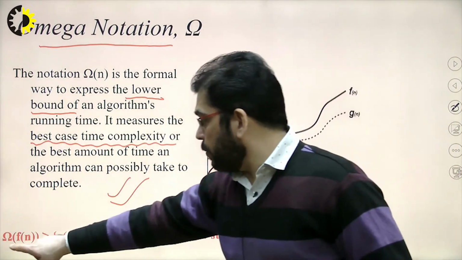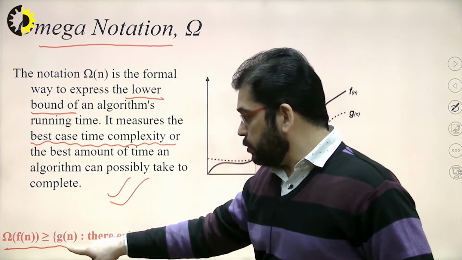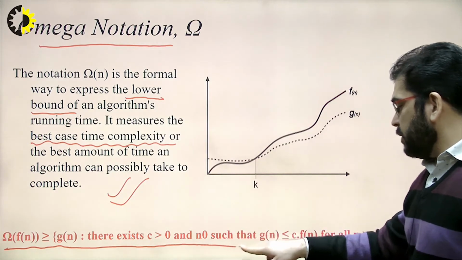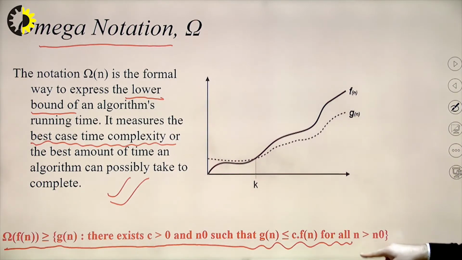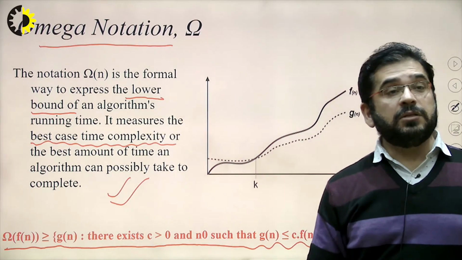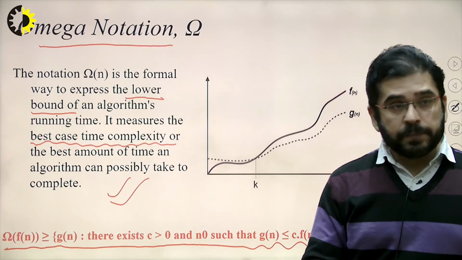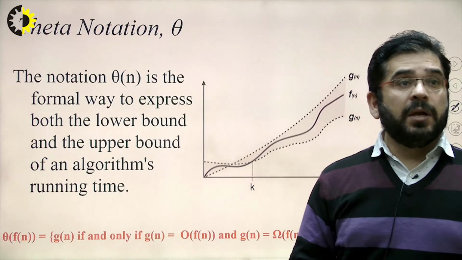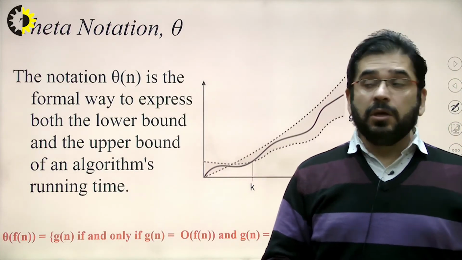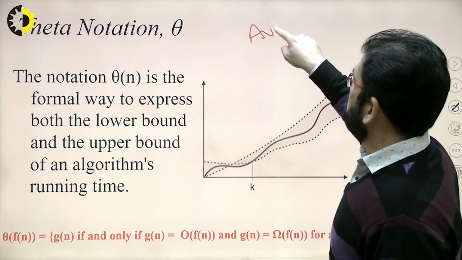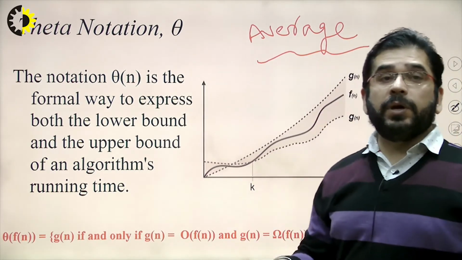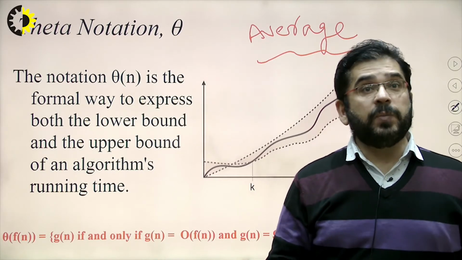So the equation for omega notation is f(n) is greater than or equal to g(n) if there exists a constant c greater than 0 and n0 such that g(n) is less than or equal to c times f(n), where the value of n is greater than n0. Here n0 is from the set of natural numbers. So I hope you are able to understand this omega notation, which gives us the minimum time, and the next one is the theta notation, which gives us average time, the average amount of time an algorithm can take to predict the output. It only predicts the output.